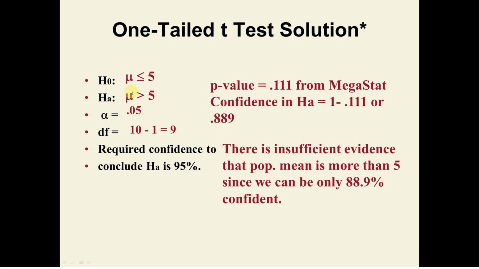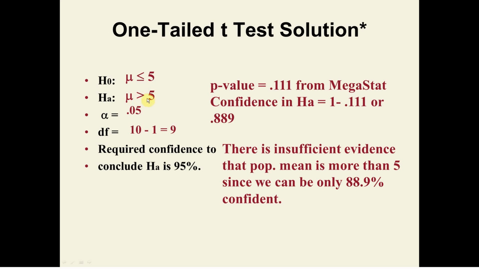More than 500: population mean weekly sales greater than $500. This has the inequality in it, so it's the alternative. The opposite, the null, is less than or equal to 500. The significance level is 0.05. There are 10 sample points, so the degrees of freedom is 9. We go to Megastat, plug this in, and get a p-value of 0.111. So 0.111 is not less than 0.05. This p-value is not low, so we cannot reject H naught. In other words, there is insufficient evidence that the population mean weekly sales is greater than 500.